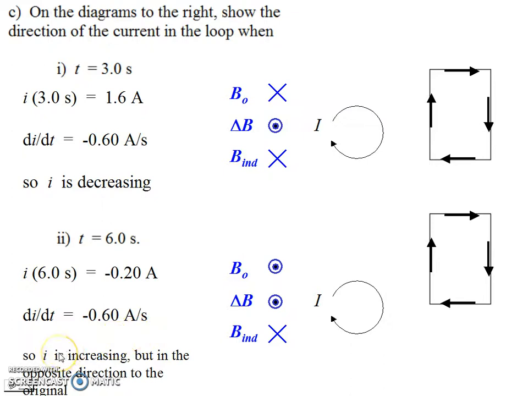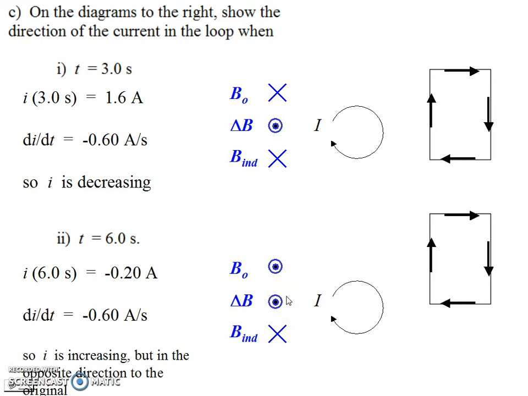So the current value is increasing, but it's in the opposite direction to the original, right? So negative 0.2 and then negative 0.8 and so on and so forth. It's getting more and more negative, or it's still pointing at the bottom of the page, but a larger and larger current. So when we wrap our fingers around the wire, grabbing the wire, our fingers are now pointing out of the page. The initial direction of the field is out of the page because the charges are pointing the other way, and that value is increasing. So it's getting more and more out of the page.